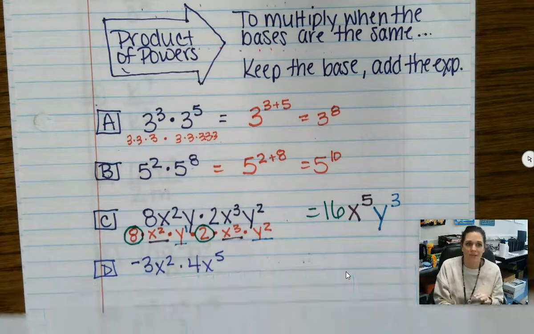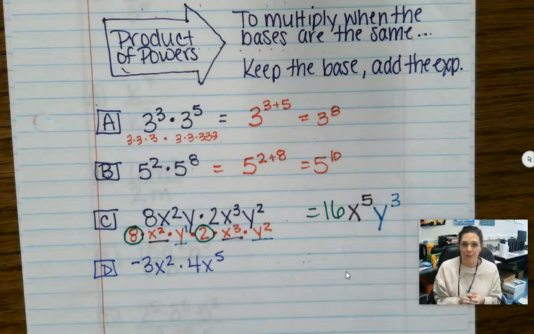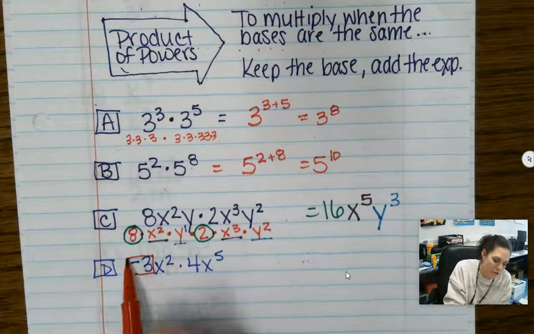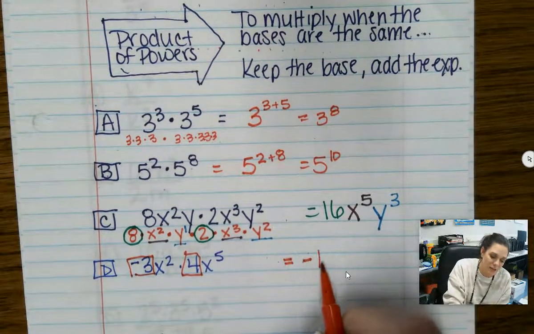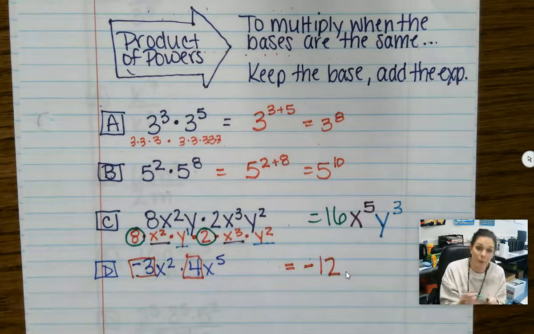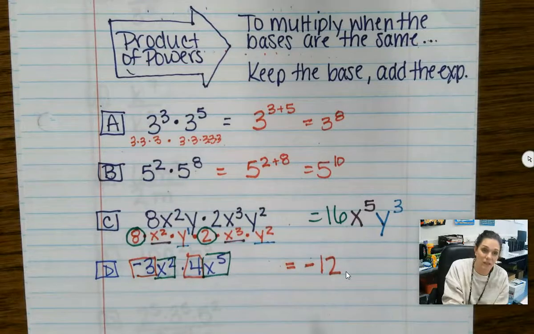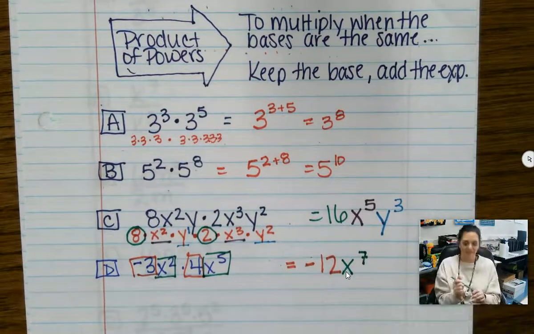So let's do one more together. Again, pause it, try it yourself. See if you can do what I'm about to do. All right, let's give it a try. So I should have handled my coefficients first. Negative 3 times 4 would have given me negative 12. I then handle my variable of x, and I have x squared and x to the 5th, which would make x to the 7th.